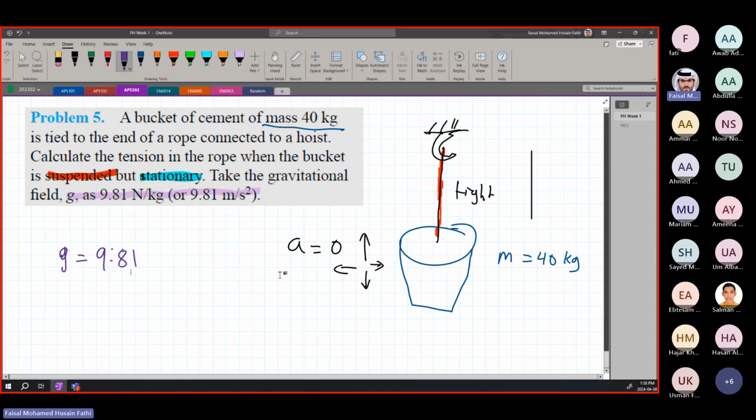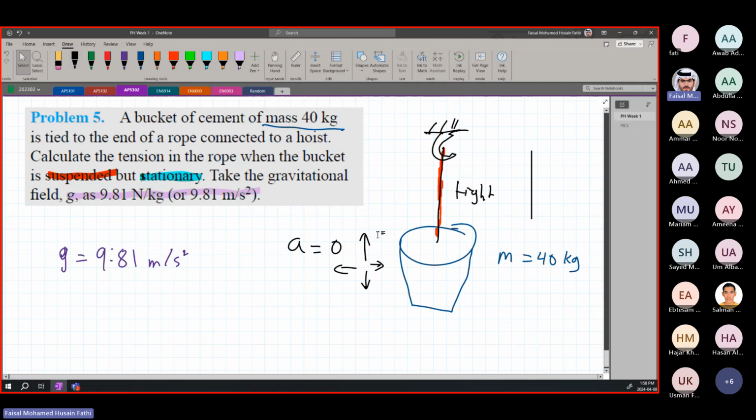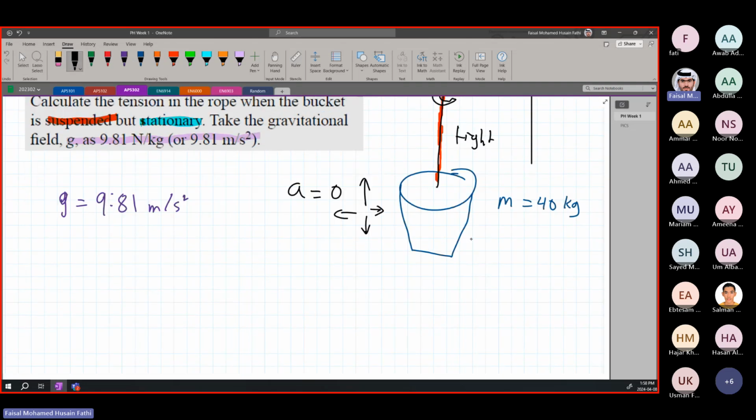9.81. Now, let's draw the free body diagram. This is the first step to solve a question. This is just a diagram, it isn't a free body diagram. It is just a diagram of what it looks like. So let's say this is the object, and let's make it a simpler square object, just because it's simpler to draw.